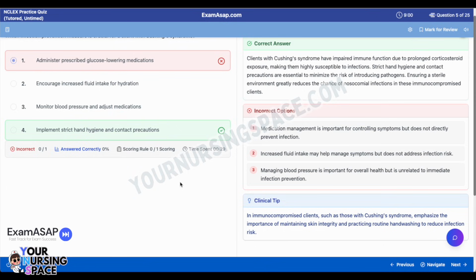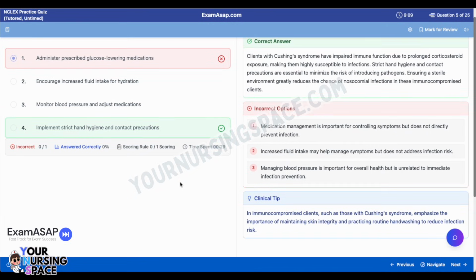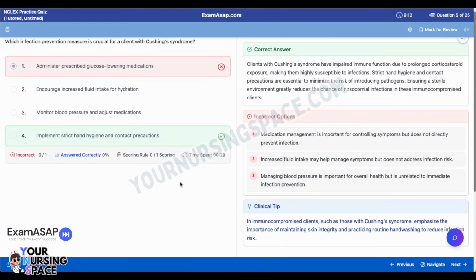The correct answer is 4. Rationale. Correct answer, 4. Clients with Cushing's syndrome have impaired immune function due to prolonged corticosteroid exposure, making them highly susceptible to infections. Strict hand hygiene and contact precautions are essential to minimize the risk of introducing pathogens. Ensuring a sterile environment greatly reduces the chance of nosocomial infections in these immunocompromised clients.